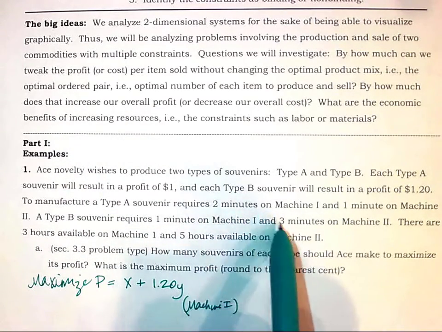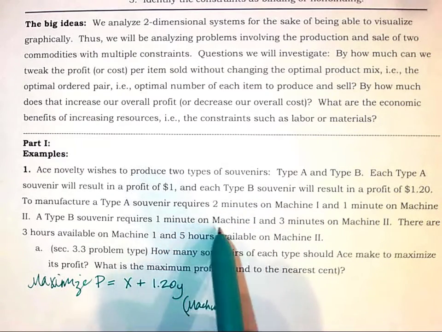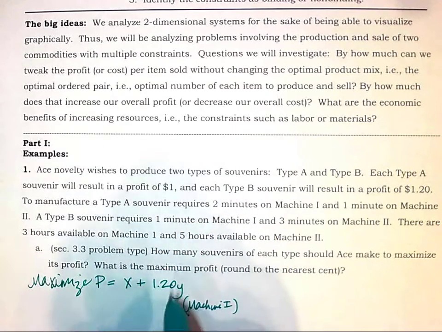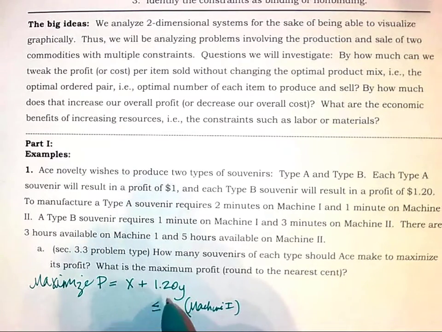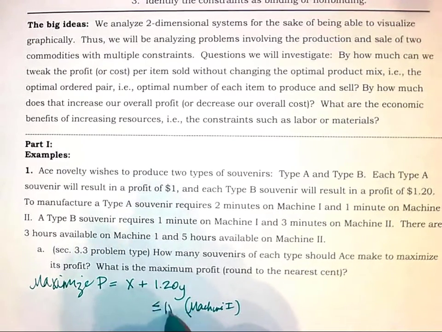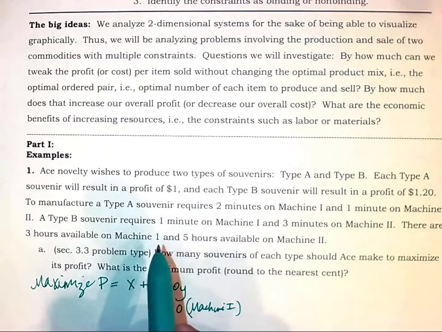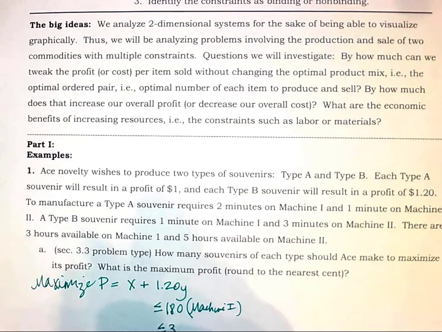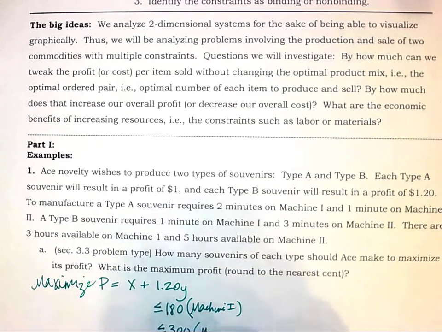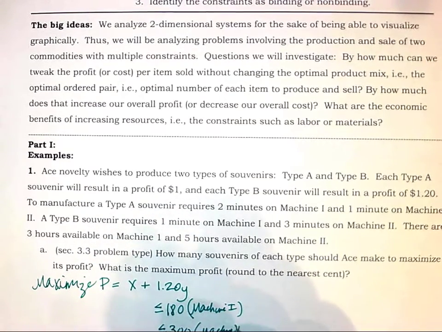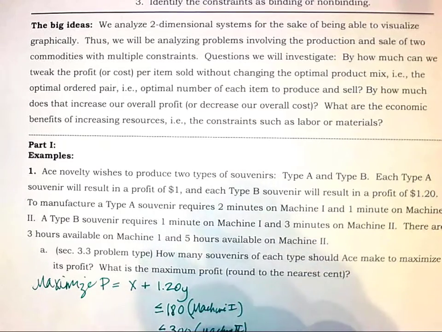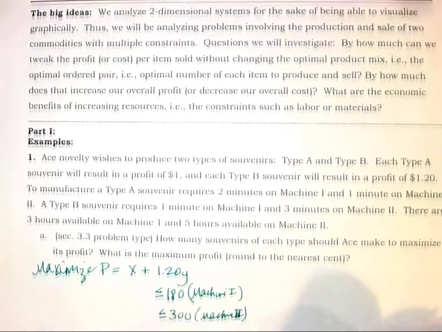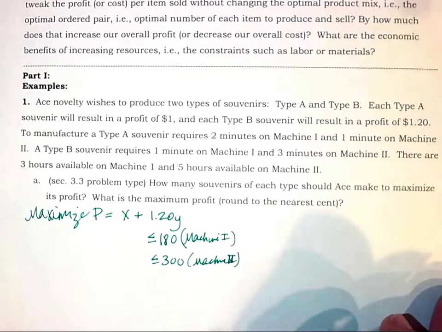So for machine 1, we've got a maximum of 3 hours. So remember, that's got to be in minutes as well. So we got to have less than or equal to, let's see, 180 minutes. And then machine 2, we've got 5 hours. So that's going to be less than or equal to 300 minutes. Oops, it looks like a 4. All right, let me move this up a little bit.